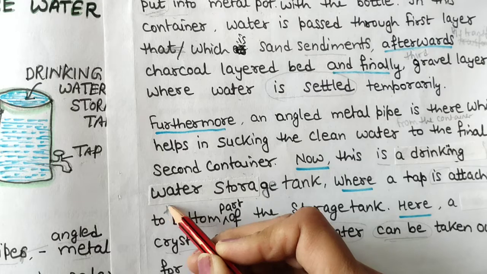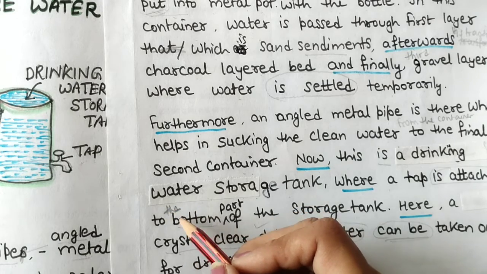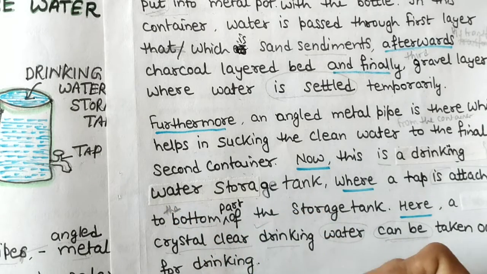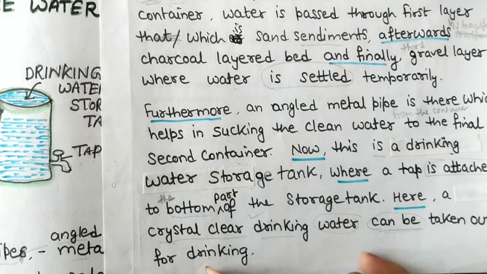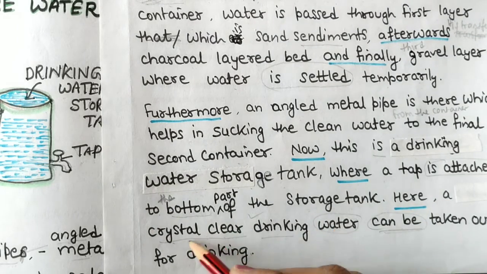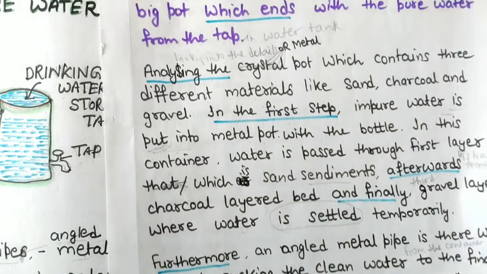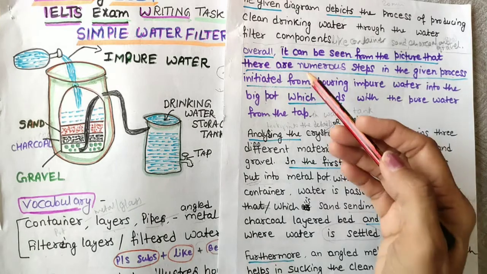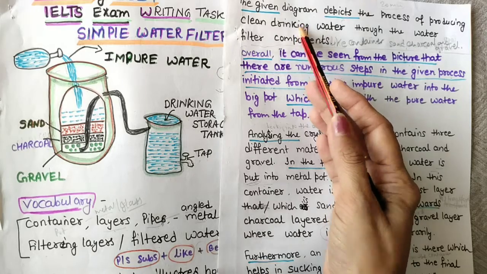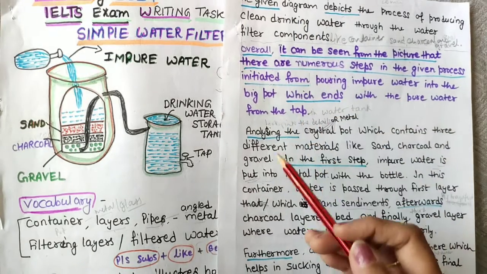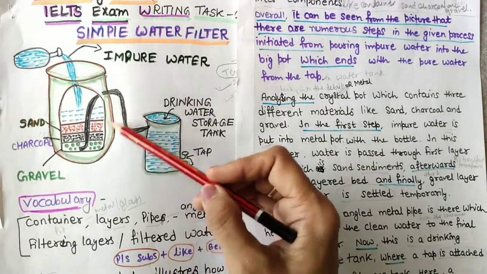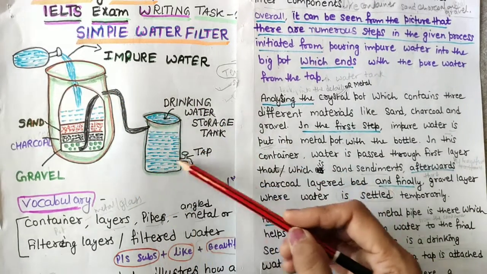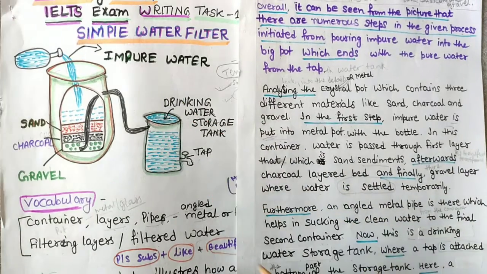While reading it side by side, I found my mistakes regarding prepositions, definite articles and punctuation. So that is proofreading. Here a crystal clear drinking water can be taken out for drinking. So this line I have edited myself. So you can see the full essay. This is my introduction, overall paragraph, then body detail 1 paragraph and body detail 2 paragraph. In the first body detail paragraph we have explained this, and in the second paragraph we have explained the second one. This is the full answer.